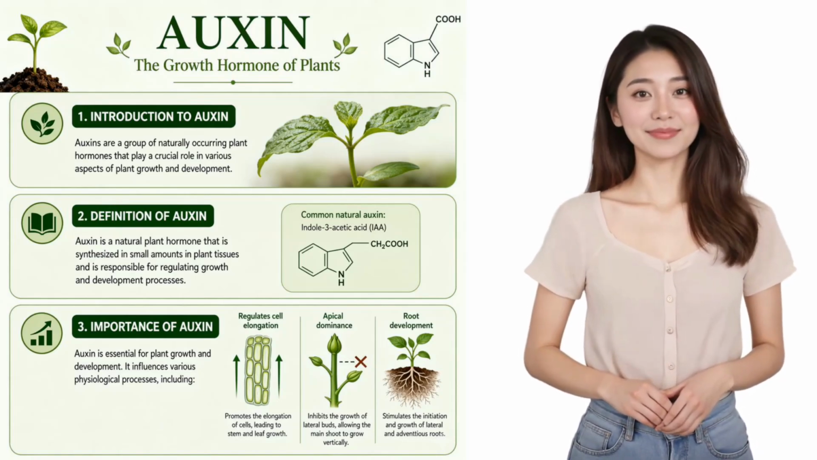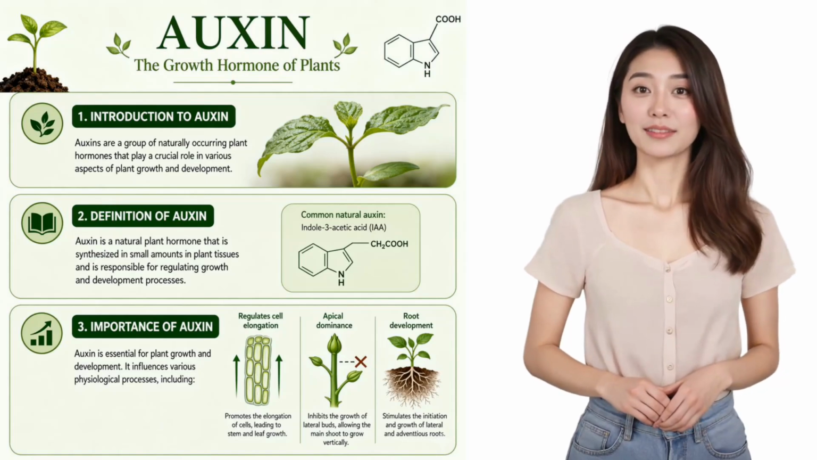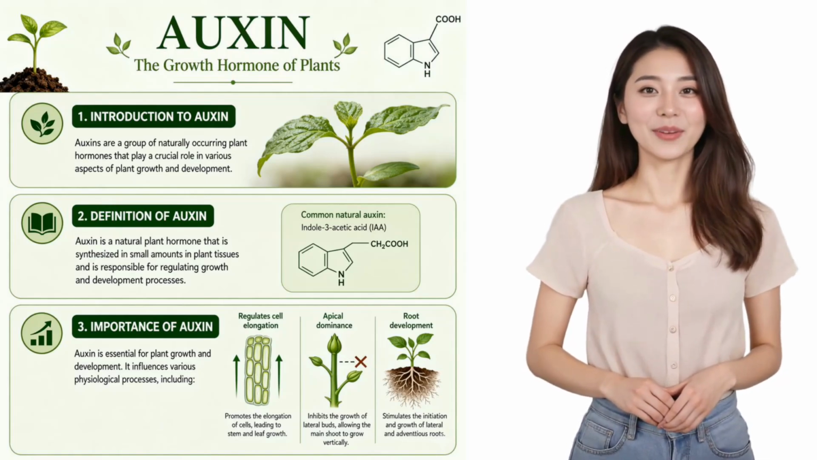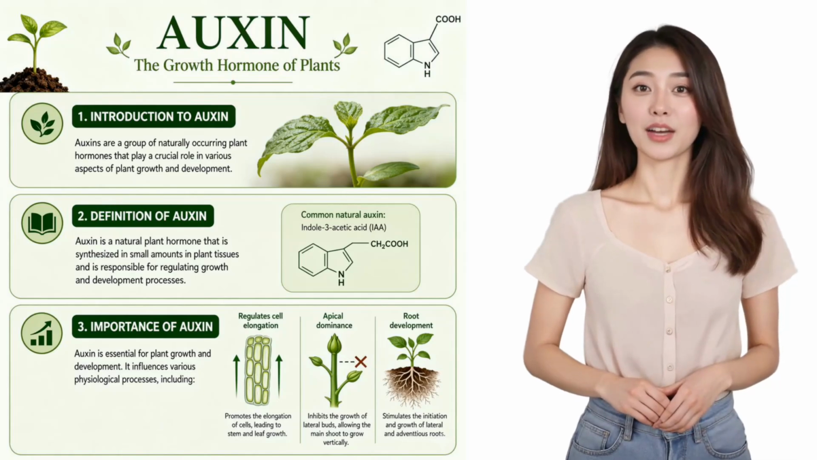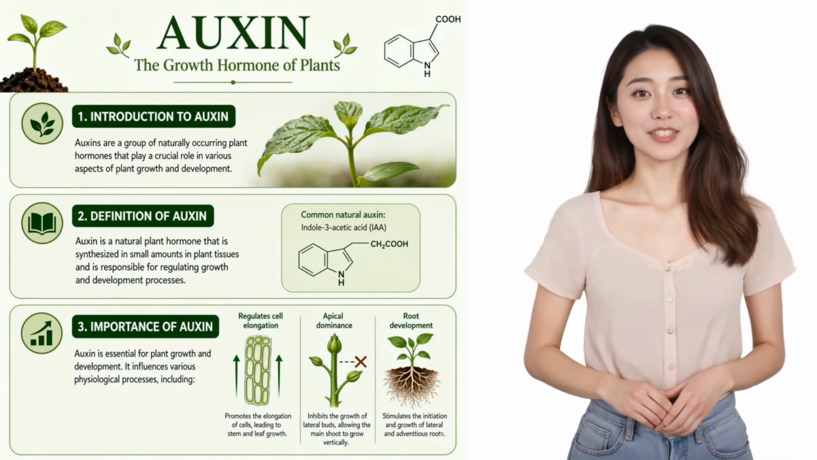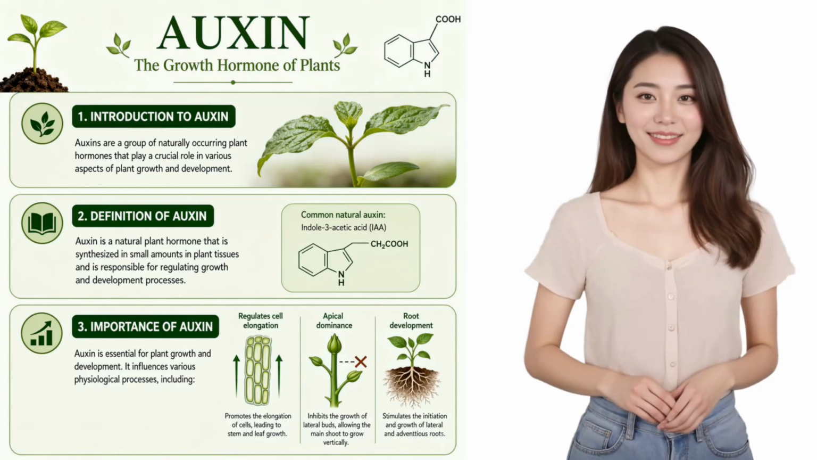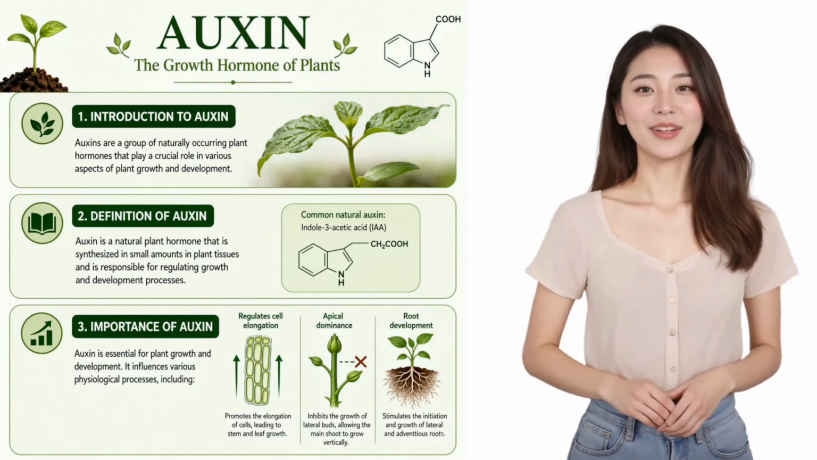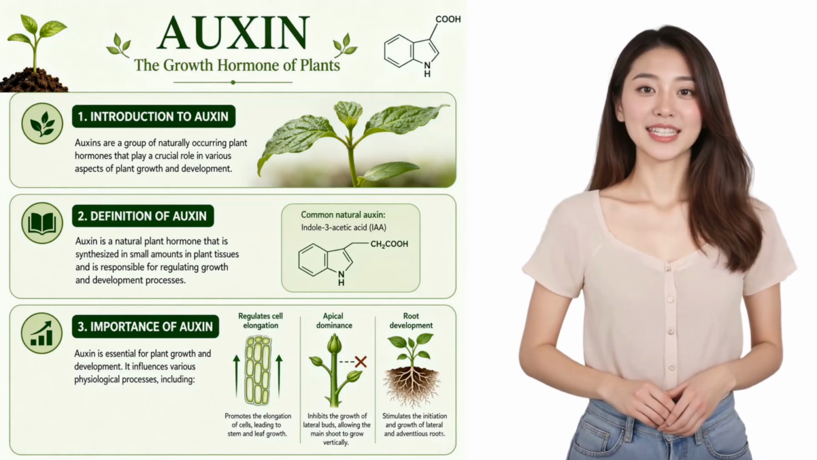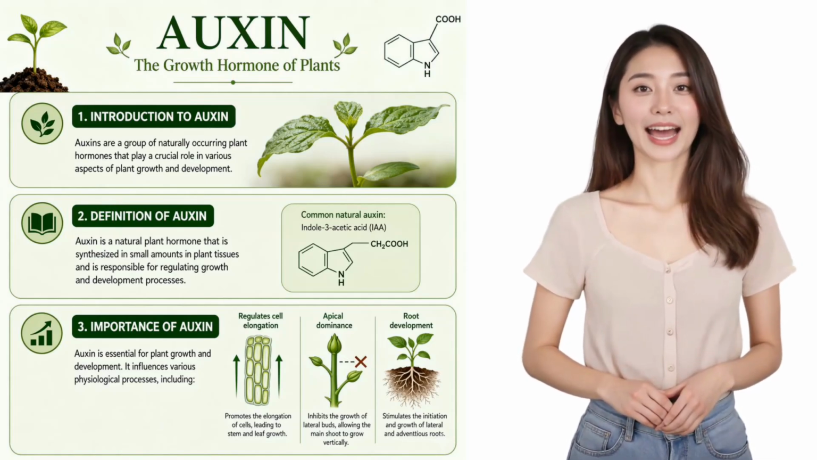The word auxin actually comes from the Greek auxein, meaning to grow. It was first discovered in the 1920s by Dutch botanist Frits Went, who showed that a diffusible substance from the shoot tip caused unequal bending in oat seedlings, the phenomenon we now call phototropism. The substance he identified turned out to be IAA.